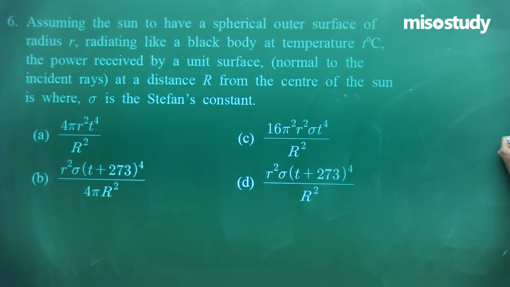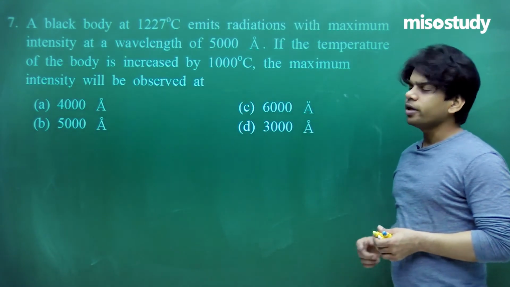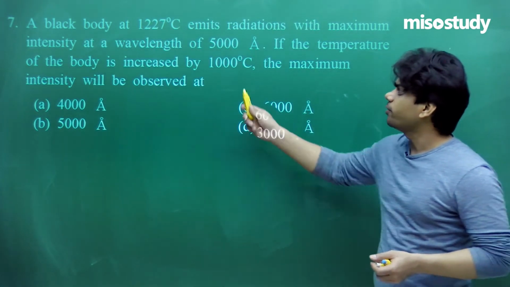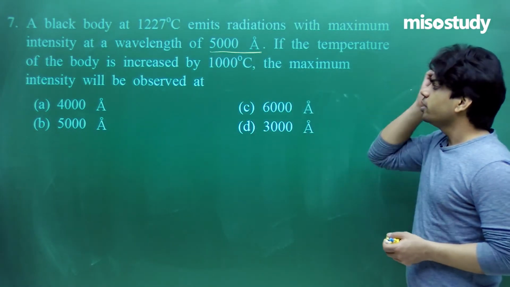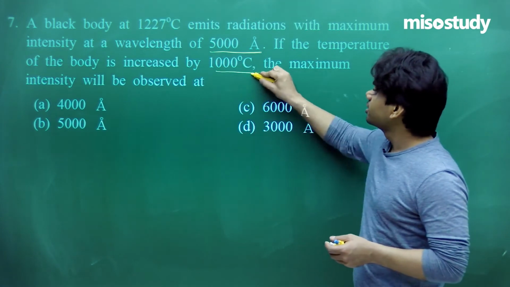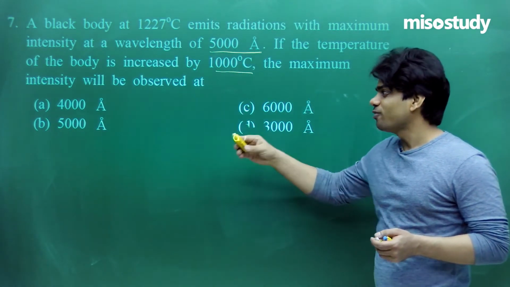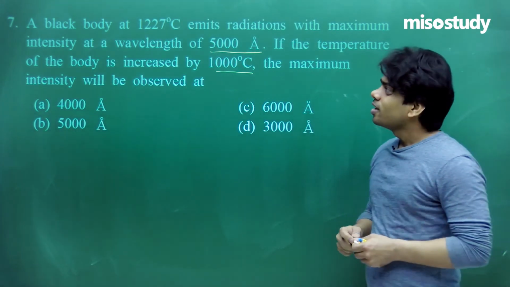Let's go ahead with the next question of the class. Question number 7. A black body at 1227 degrees Celsius emits radiation with maximum intensity at a wavelength of 5000 angstrom. If the temperature of the body is increased by 1000 degrees Celsius, the maximum intensity will be observed at: A 4000, B 5000, C 6000, D 3000, all in angstrom.